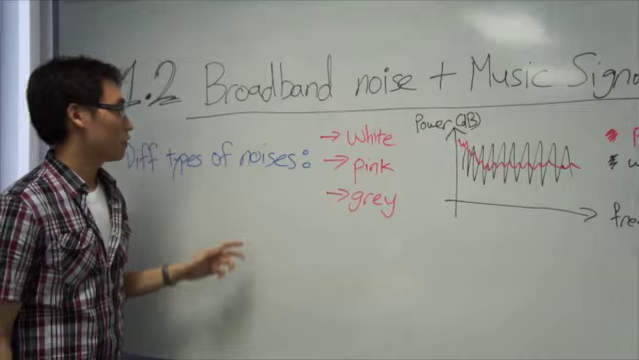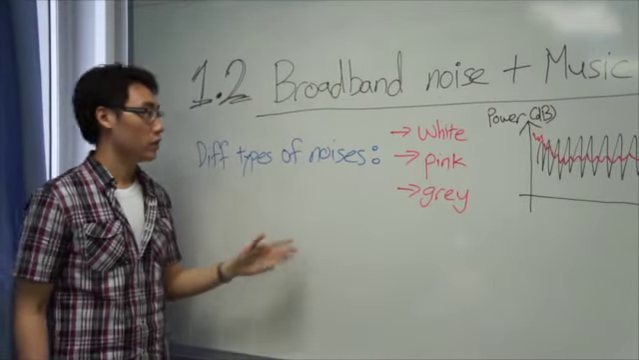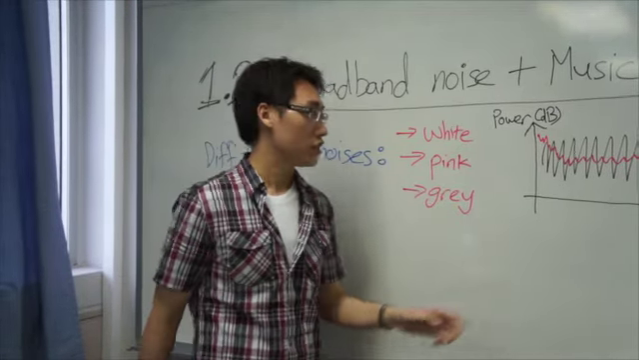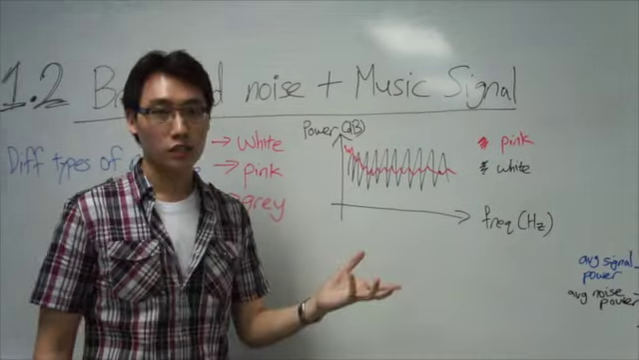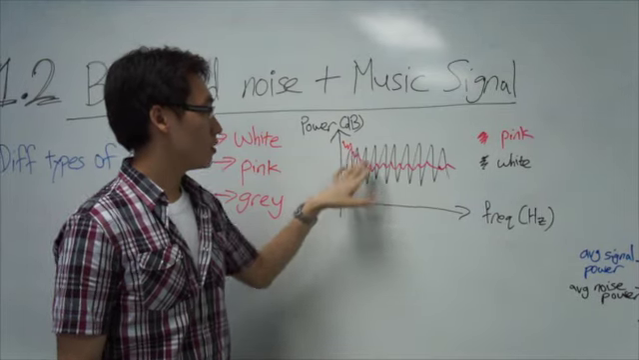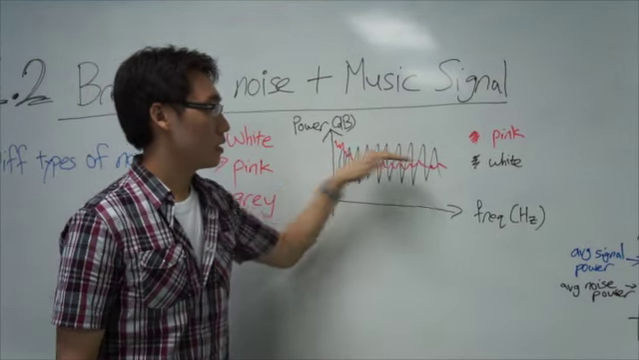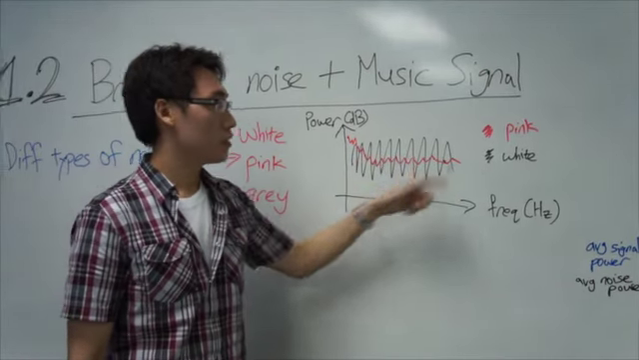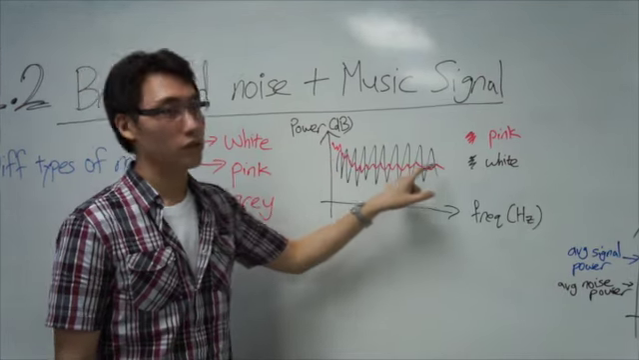So the different kinds of broadband noises specified in the questions include white noise, pink noise, and grey noise. But as an illustration, just to investigate the spectral characteristics of the different kinds of broadband noise, you can see that for white noise, it has an approximately constant average power level, whereas for pink noise, the power level is inversely proportional to the frequency.